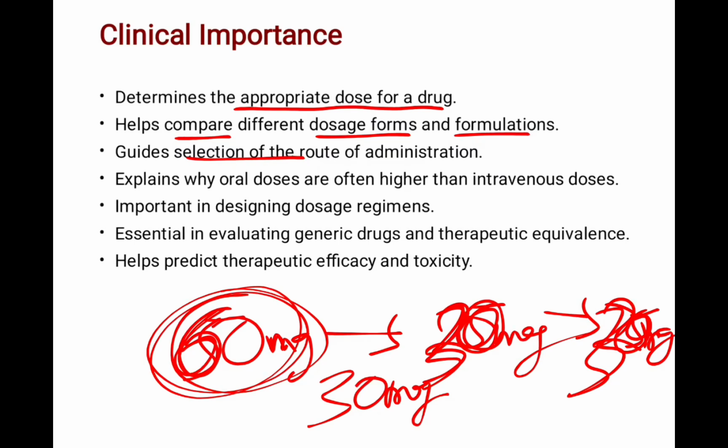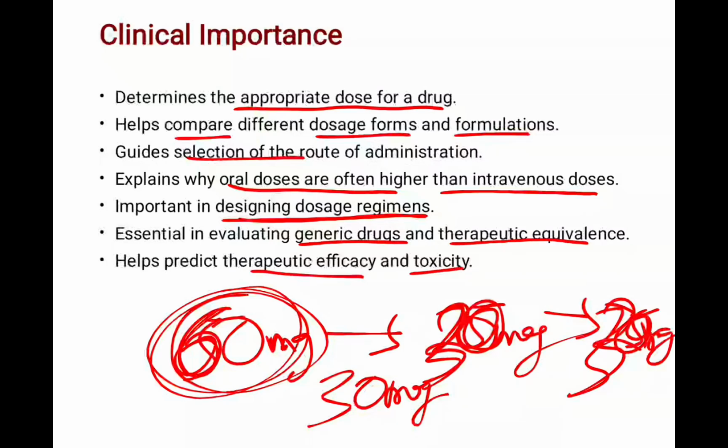If a drug needs to reach systemic circulation faster and at a higher concentration, that drug is better given by the intravenous route than the oral route. Bioavailability explains why oral doses are often higher than intravenous doses. It's important in designing the dosage regimen. It's essential in evaluating generic drugs and therapeutic equivalents. It helps to predict therapeutic efficacy and toxicity.